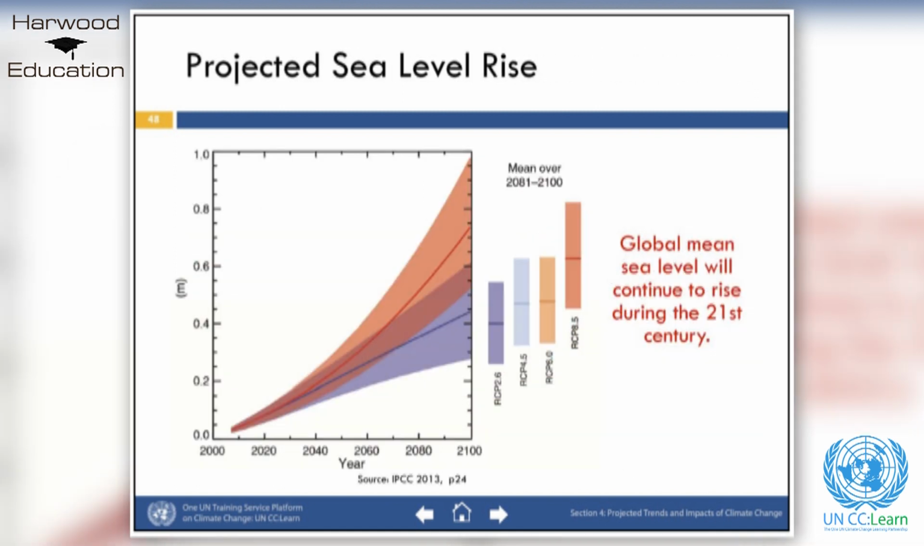Projected sea level rise. Global mean sea level will continue to rise during the 21st century. See the graph. The projected rise ranges between 0.26 meters to 0.98 meters, depending on the scenario. Under all RCP scenarios, the rate of sea level rise will exceed that observed during 1971 to 2010 due to increased ocean warming and increased loss of mass from glaciers and ice sheets.